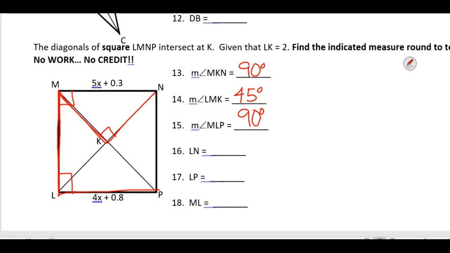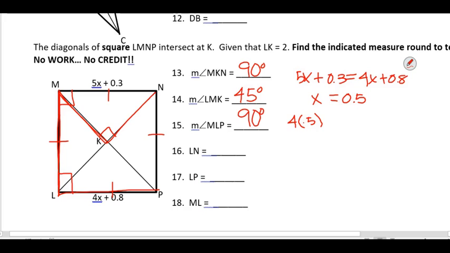Then again, we have LN. We have that all 4 sides are congruent. So we can set these two opposite sides equal to each other. So 5x plus 0.3 is equal to 4x plus 0.8. 5x minus 4x is x, and then when we subtract 0.3 from 0.8, we get 0.5. Here again, we're going to plug this back in, so 4 times 0.5 is 2, plus 0.8 is 2.8. So this is 2.8.